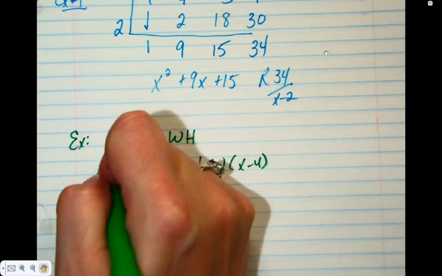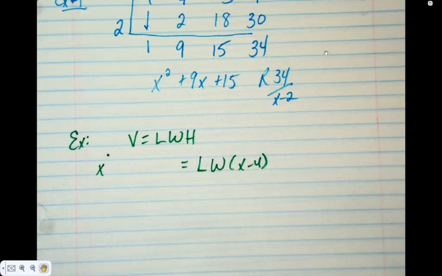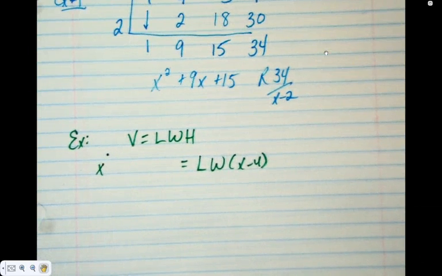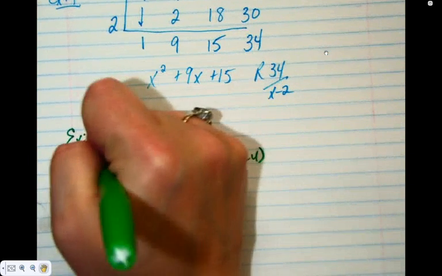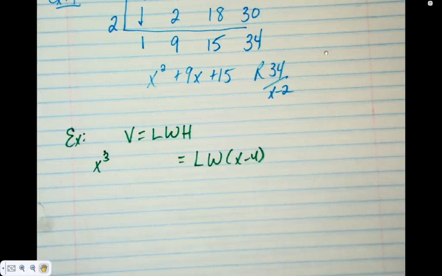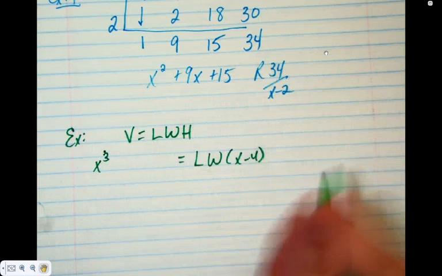x cubed. Please do not say "x three." Please do not go to university and say "x three." And if you do, do not tell them I was your teacher. Thank you. Tell them you were homeschooled. Just tell them that.